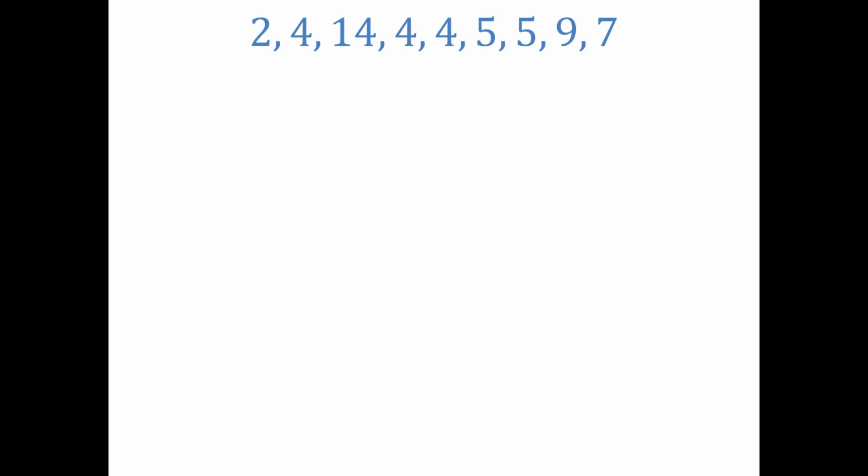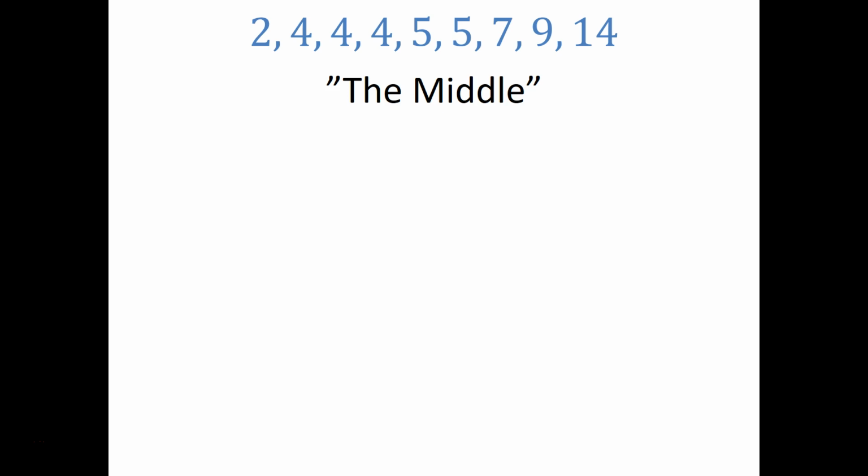So first off, if you do it by hand, what you would want to start to do is rewrite this in order, so it's increasing numerical order. That way everything is much nicer. The next thing we're going to do is talk about the middle of a dataset, and there's actually 3 different ways of finding the middle, sort of.